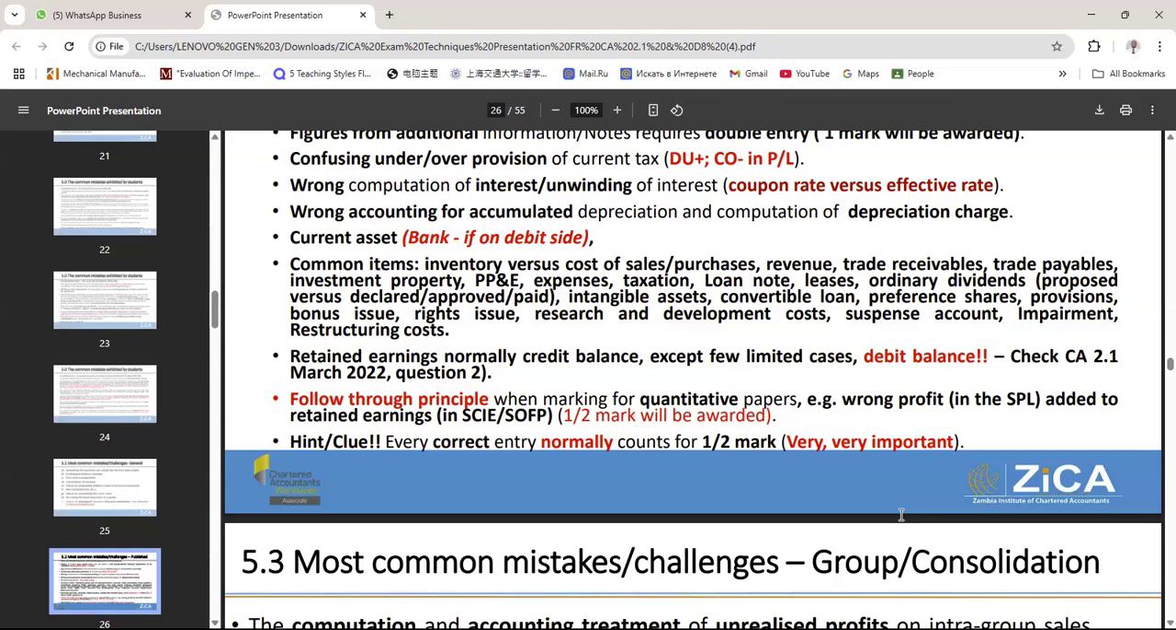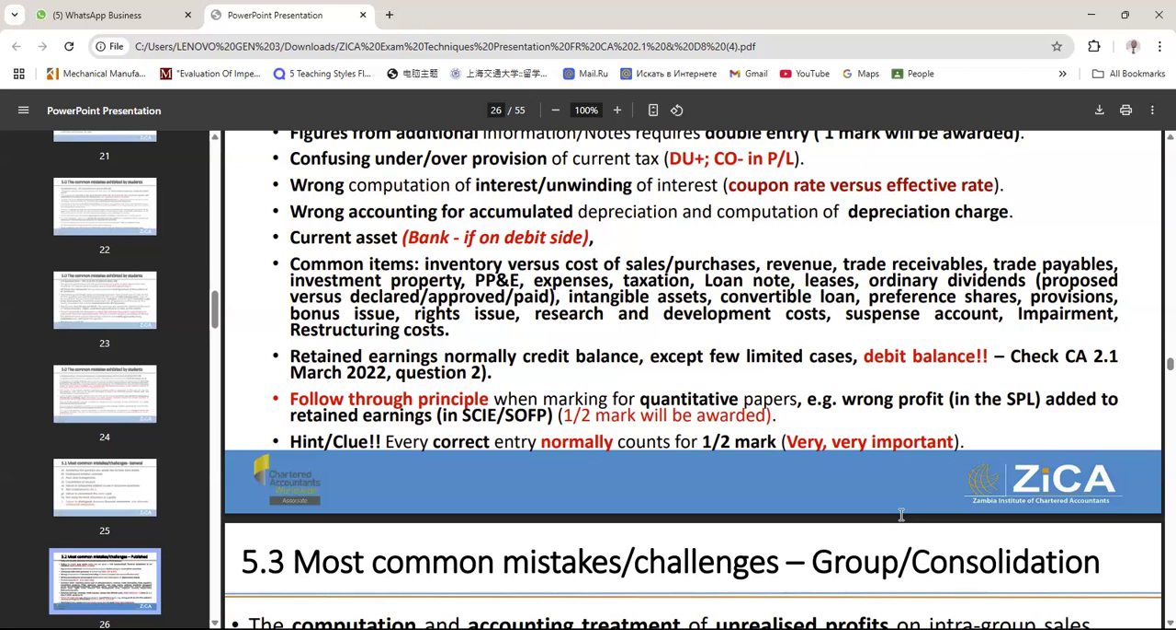Follow-through principle. When ZIKA are marking, they follow what we call the follow-through principle. The example I'll give is, if the profit for the year is wrong, then you pick the same wrong profit and add it to the opening retained earnings, they will mark you. So the message: enter as many entries as possible. Then with ZIKA, there is no what we call negative marking. Negative marking is when you make a mistake, then they subtract. No, they won't penalize you even if you make a mistake.